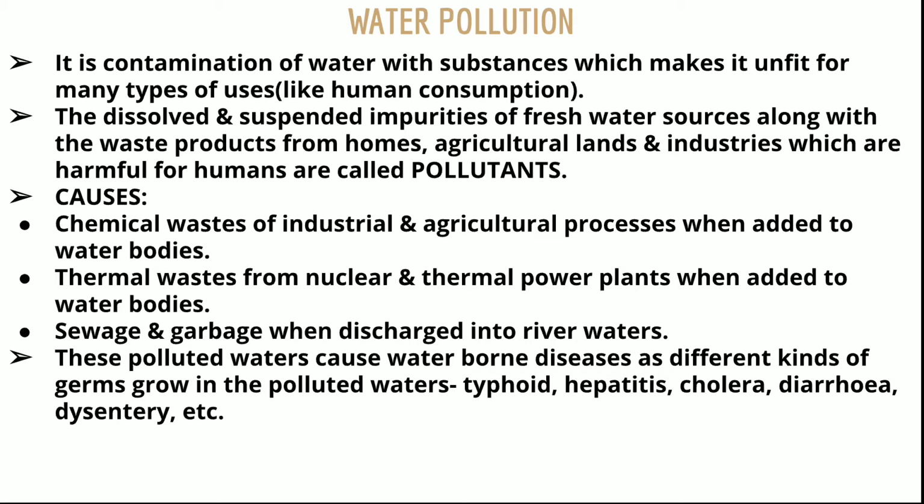Now, what are those pollutants? These are the dissolved or suspended impurities of fresh water sources, along with the waste products which come out from homes, agricultural lands or industries, which are harmful for humans and even some animals also. So these things are known as pollutants.